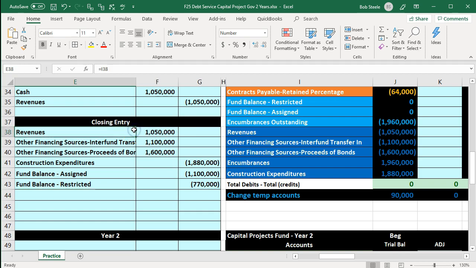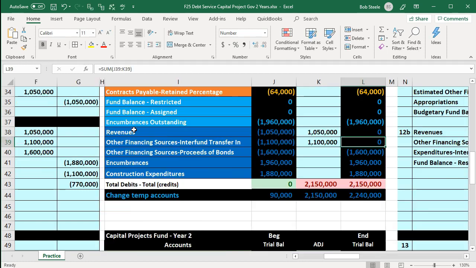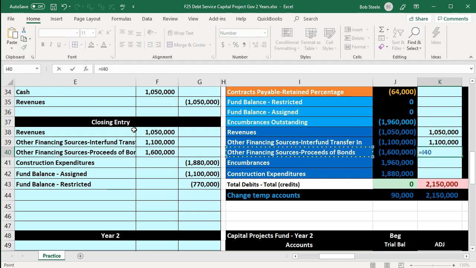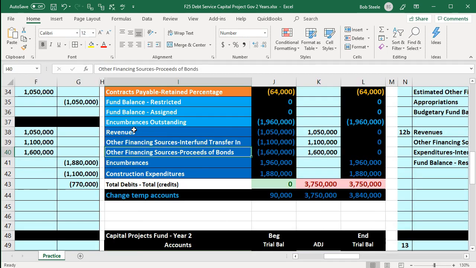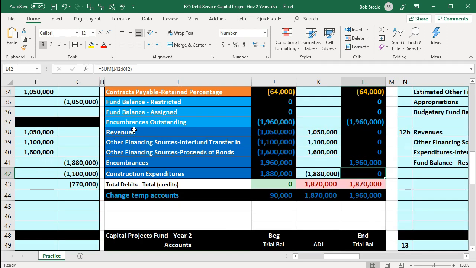So let's post this out. We're going to say, all right, revenues is going to go down. Revenue up top, that's going to be in K38 equals this amount. That makes it go down to 0. Then we're going to pick other financing sources. Other financing sources in K39 equals the 1,000,001, making it go to 0. Then we have the other financing sources for the proceeds on the bonds in K40. We're going to say equals the 1,000,006, making it go to 0. Then we've got the construction expenditures down here. That's in K42 equals. We'll pick up that amount, making it go to 0.